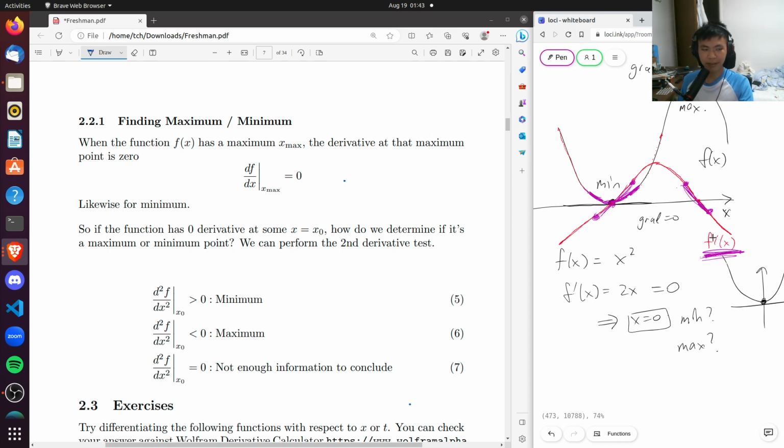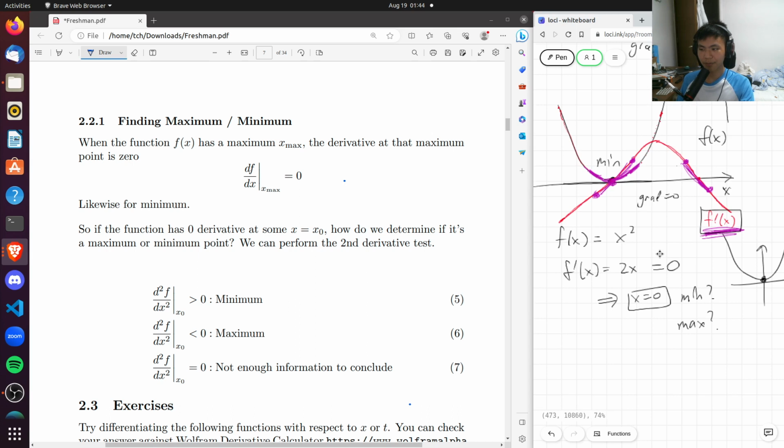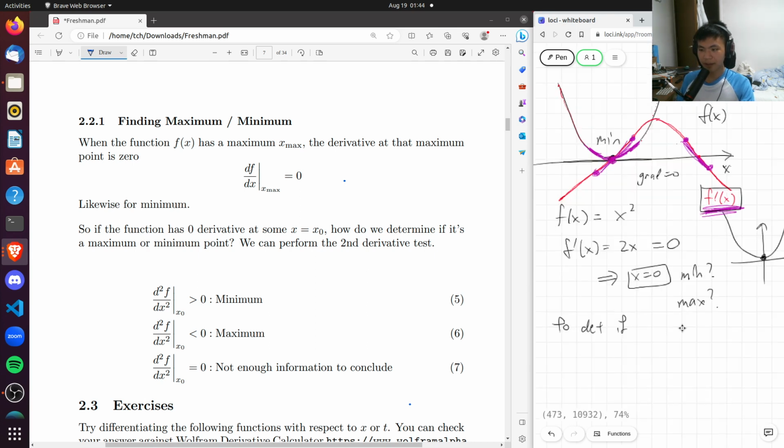In order to find whether a function is increasing or decreasing at a particular point, I need to take its derivative again. So I'm taking the derivative of this f prime of x. In other words, to determine if a point is a maximum or minimum, I take the second derivative.